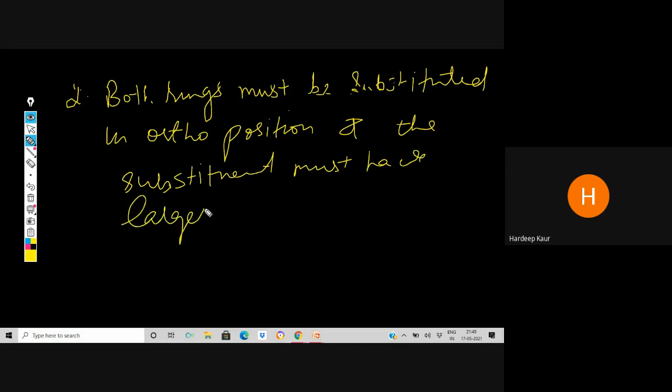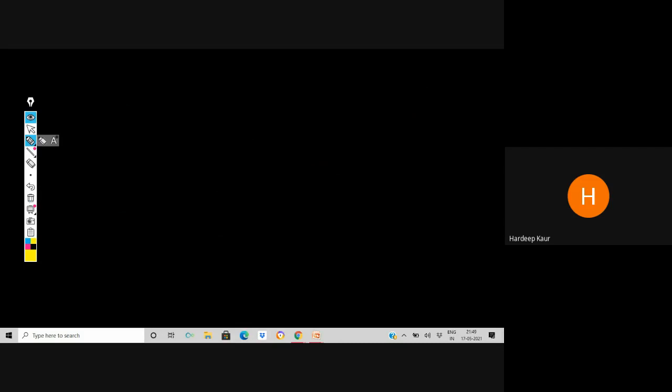Okay. So when the substituent has a larger size, steric hindrance is there. So the biphenyl locks in one conformation. Free rotation does not exist. So when free rotation does not exist, only then is it possible to get optically active biphenyls. Okay. So let us do some examples.